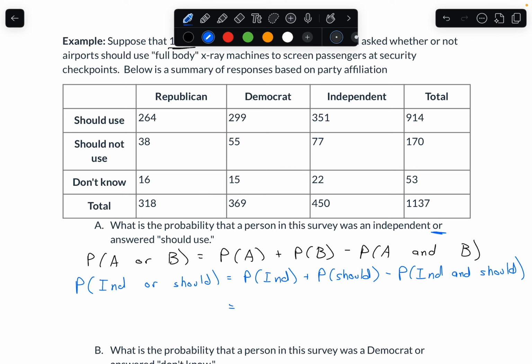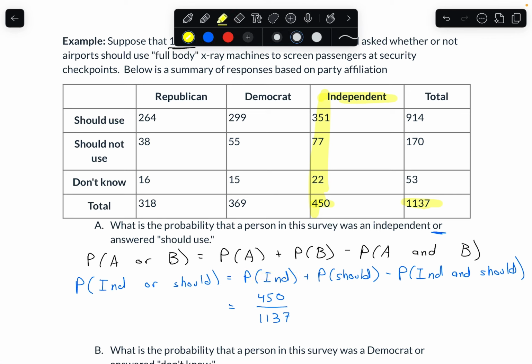So we're going to start with the probability that we select an independent. Here's my independent row. This is really nice because they've given us the total. So the total number of independents is 450 individuals, out of a total of 1,137 people in my survey. I'm looking at this number right here. You could also, if you really wanted to, take 351 plus 77 plus 22, but they gave us the total anyway. So there is the probability that I select an independent.